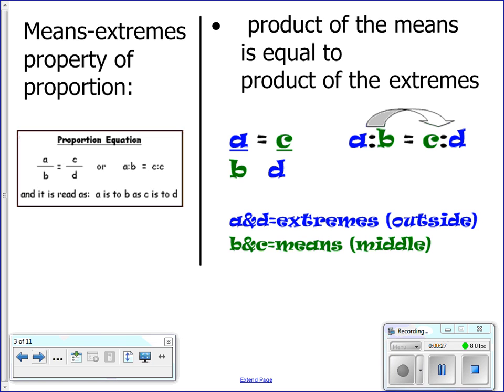We also call this the means extremes property, which just means the product of the means is equal to the product of the extremes. So the property just takes the proportion, instead of writing it as a fraction, writes it as a ratio, and it just means the outside numbers, A and D, multiplied, is equal to the inside numbers, the product of B and C.